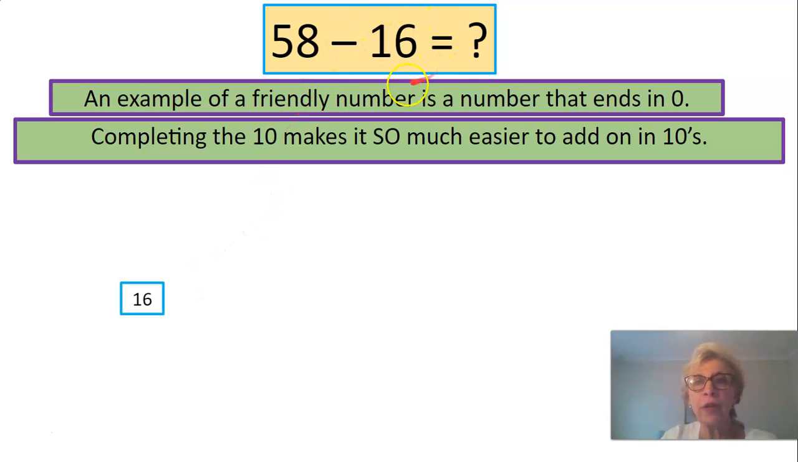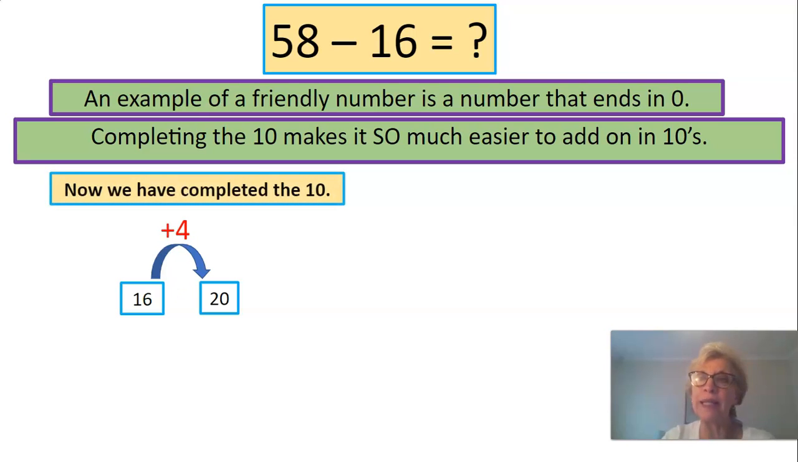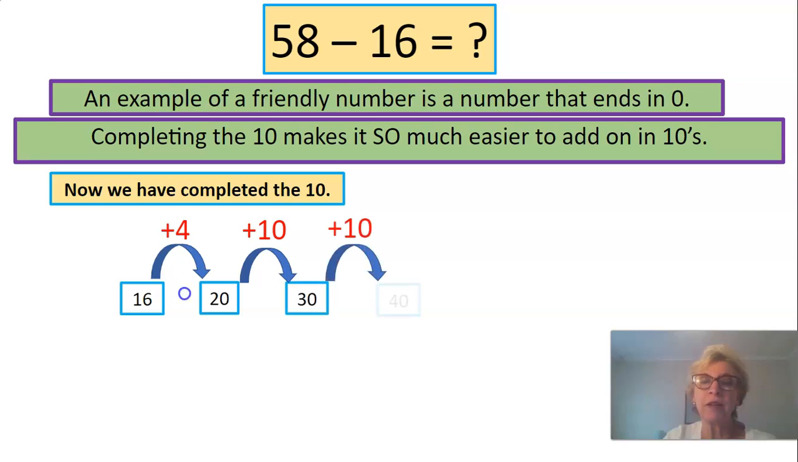Right, now we know that when we are doing leapfrog math subtraction, we always start with the smaller number. And to complete this 10, I want to find what is the next number on the number line that ends in naught or zero. So I would need to add 4 to 16 to get 20. Right, now I'm ready to count in tens because I have completed the 10. So now I have added 4 and I'm going to add 10. Plus 10 is 30. Plus 10 is 40. Plus 10 is 50.